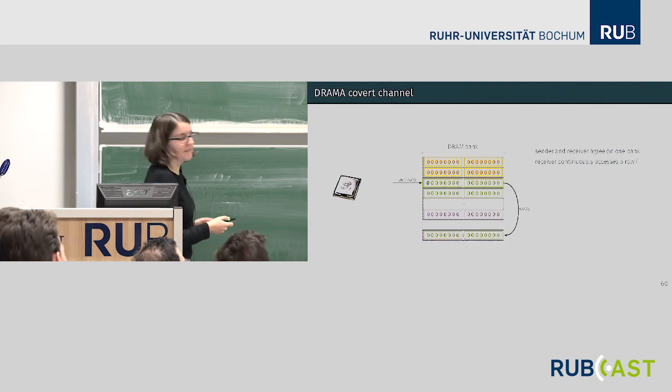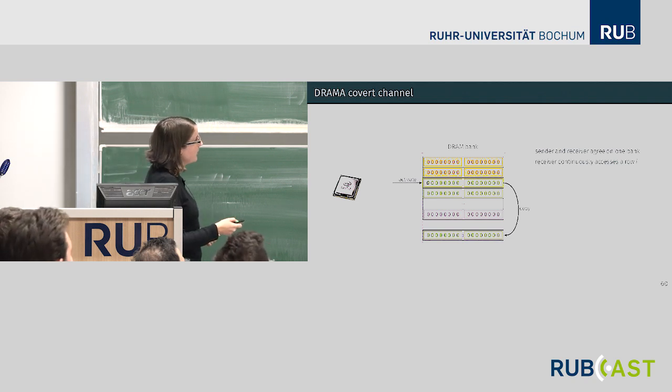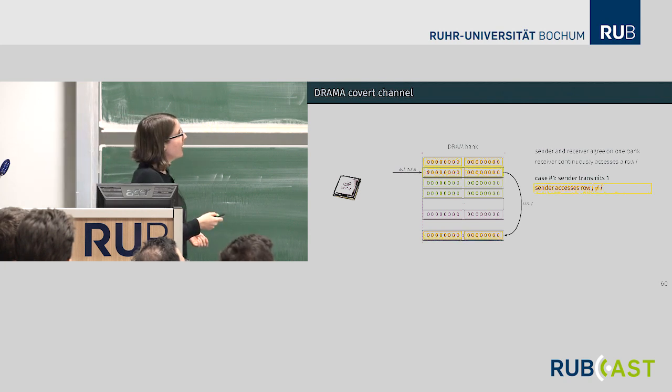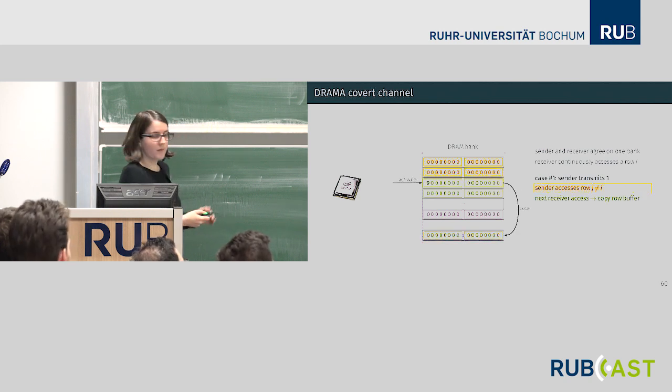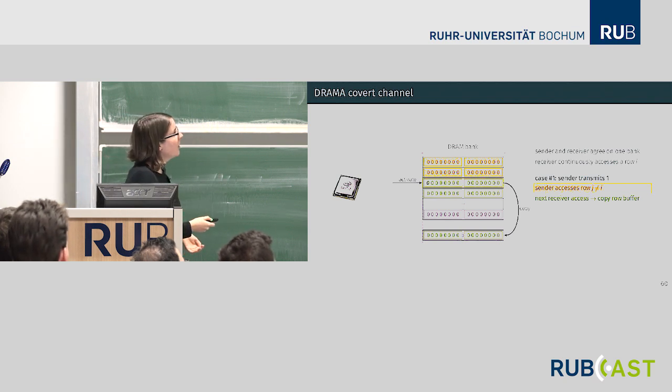So again, we have the row that is activated, copied to the row buffer. And then we have the first case. The sender wants to transmit a 1. What the sender does is that it accesses a different row that then is also activated and copied into the cache. And when the receiver then has his next access, then this will be copied in the row buffer. And this is going to be slow.